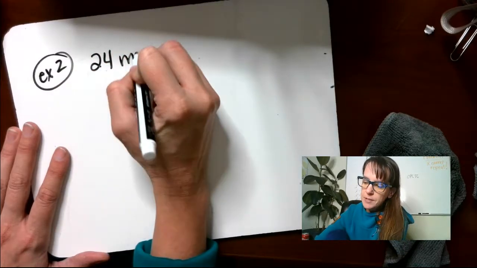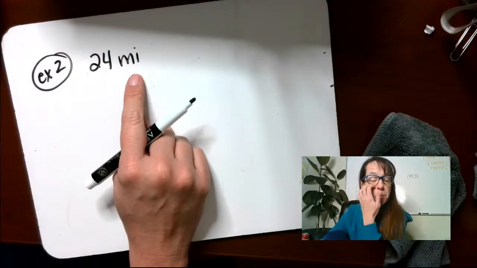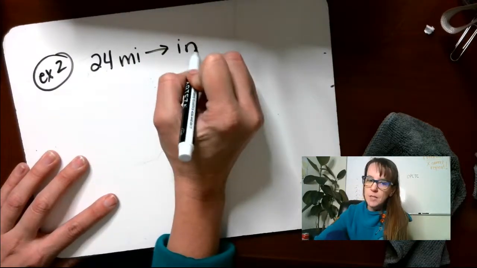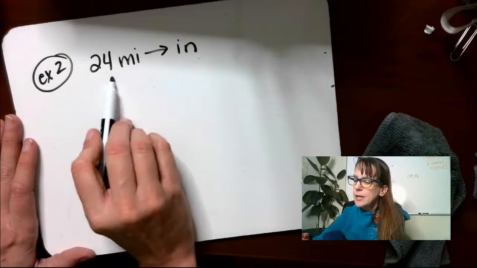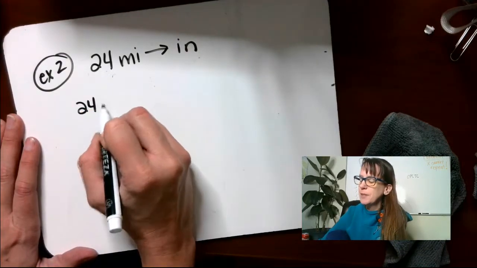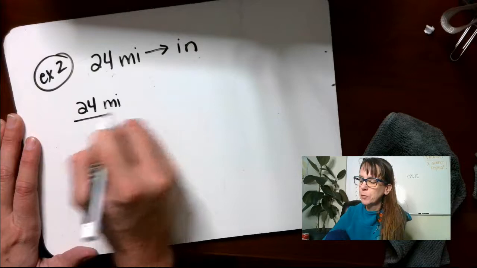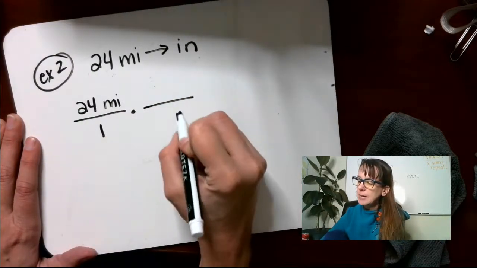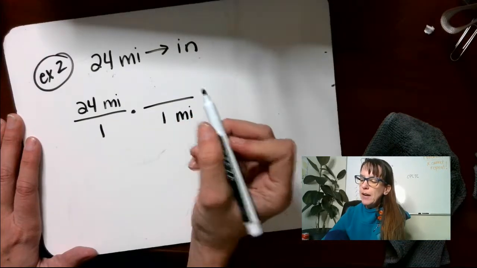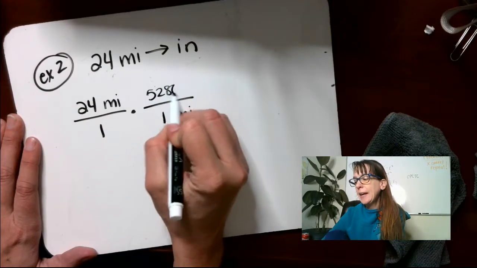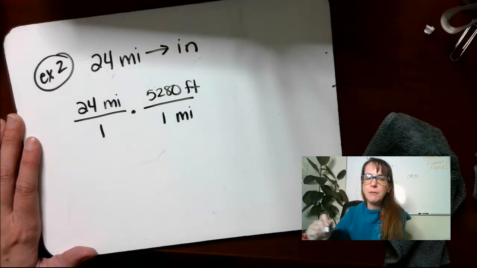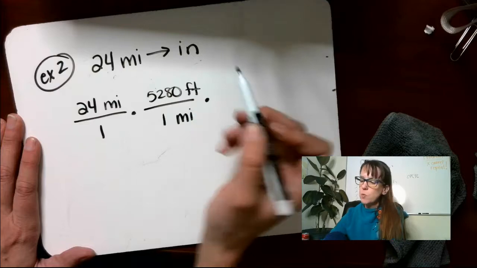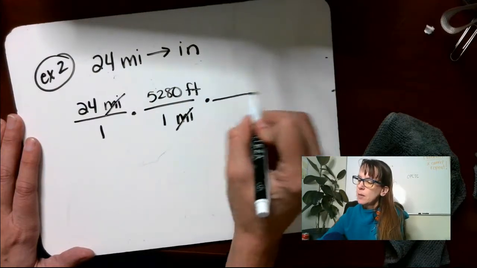24 miles, and remember the abbreviation for miles is MI, the abbreviation for meters is M, so don't confuse those, to inches. This is going to be a big one. All right. So when we start with our first one, 24 miles, we put that over 1. We multiply that by one thing, and we know that miles are going to be down here. And in 1 mile, we have 5280 feet. So these guys are equal to each other, which means this whole thing equals 1. Cancel out my miles.